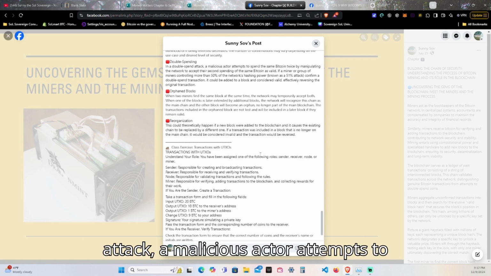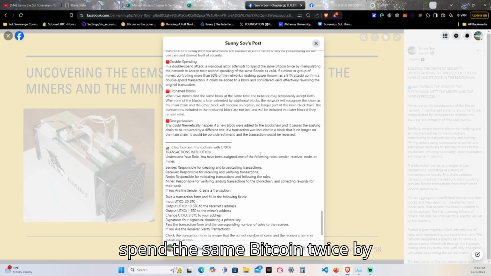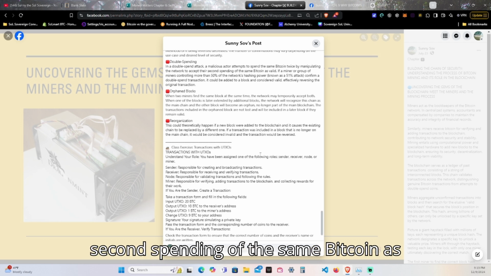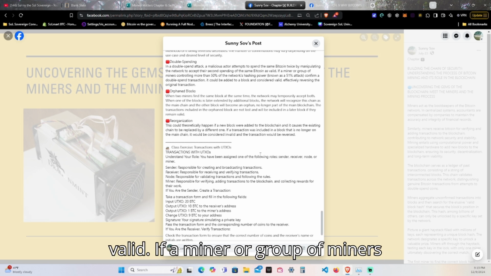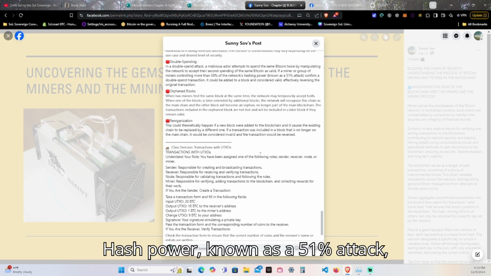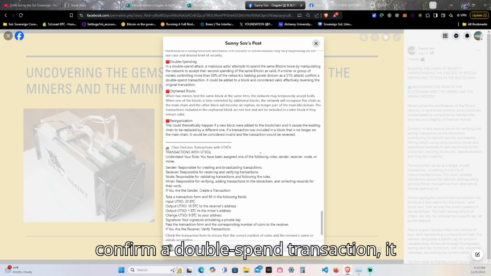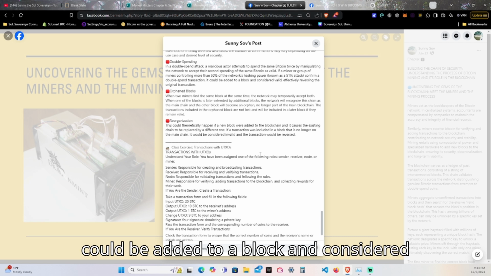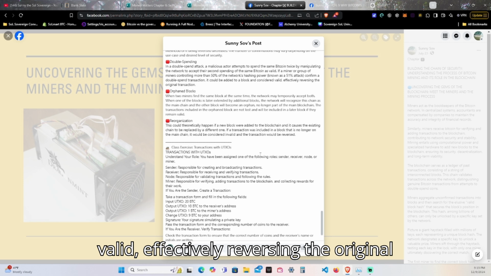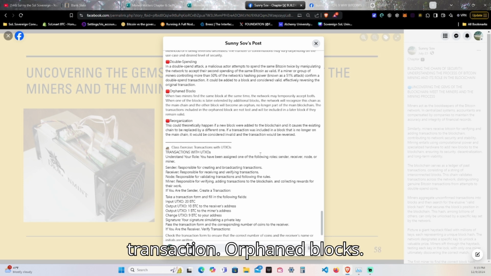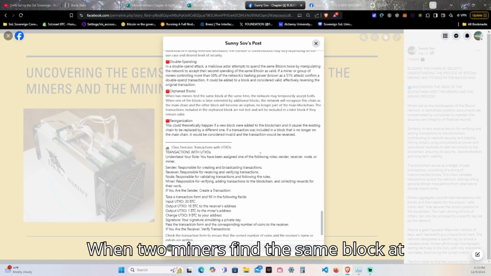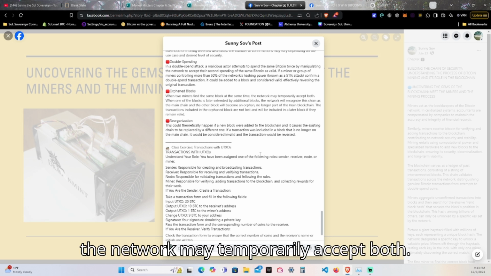Double spending. In a double spend attack, a malicious actor attempts to spend their same Bitcoin twice by manipulating the network to accept their second spending of the same Bitcoin as valid. If a miner or group of miners controlling more than 50% of the network hash power, known as a 51% attack, confirm a double spend transaction, it could be added to a block and considered valid, effectively reversing the original transaction.